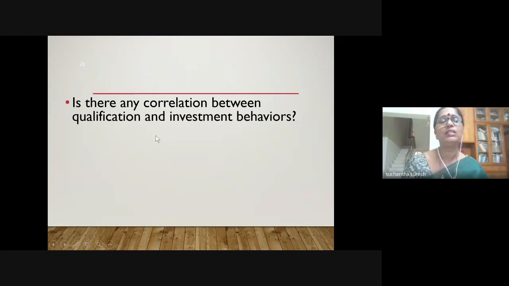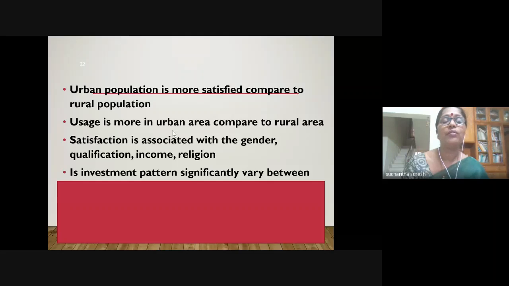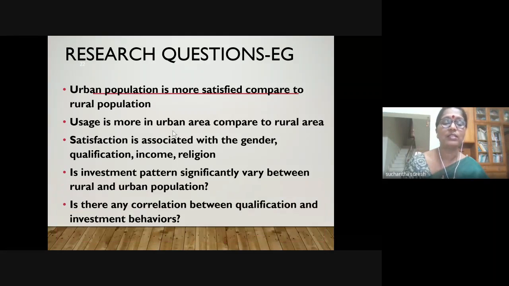Is there any correlation between qualification and investment behavior? What is the null hypothesis here? No significant correlation between qualification and investment behavior. H1 is there is significant correlation between qualification and investment behavior. Okay, it is null and alternative. Now, these are the research questions.